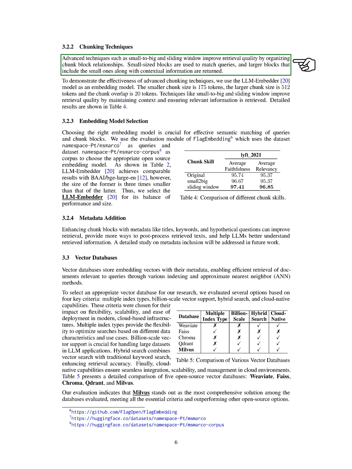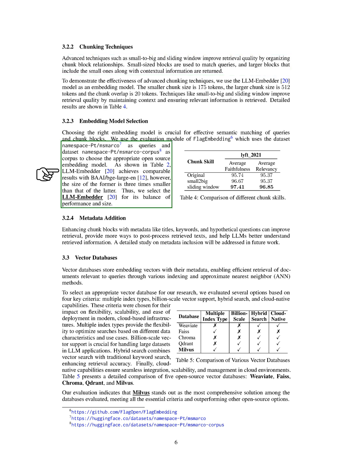Choosing the right embedding model is crucial for semantic matching of queries and chunk blocks. We use the flag embedding evaluation module with the MS MARCO dataset to select the appropriate open-source embedding model. After comparing different chunk sizes, we choose the LLM embedder for its balance of performance and size over other options like BAAI BGE large en. Enhancing chunk blocks with metadata like titles, keywords, and hypothetical questions can improve retrieval and help language models better understand retrieved information. We plan to delve deeper into the study of metadata inclusion in future work.